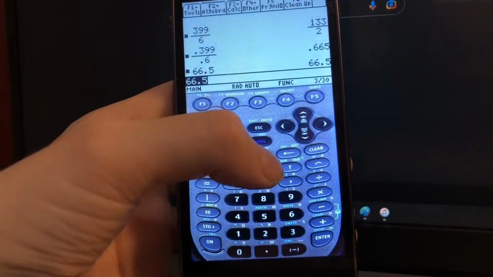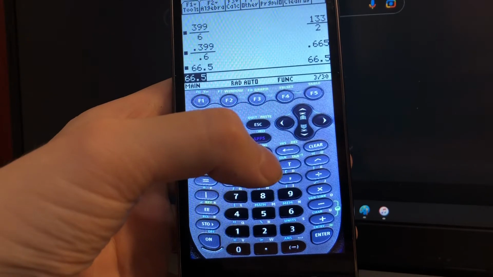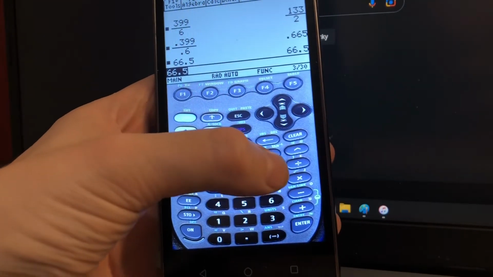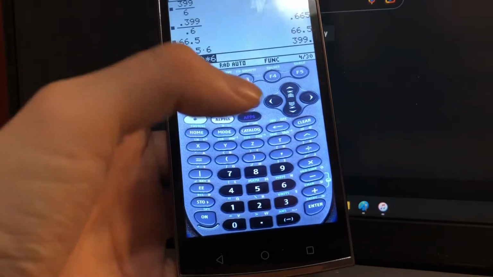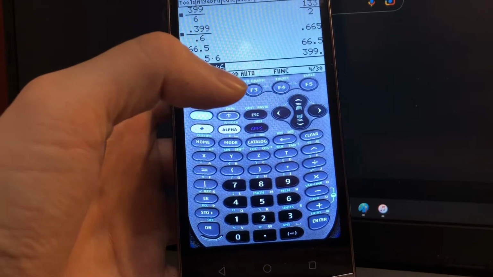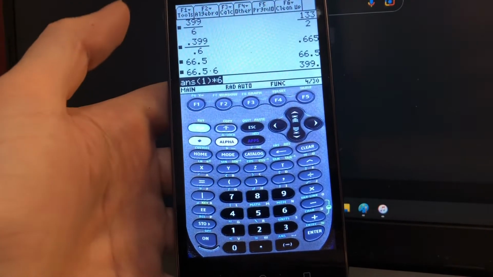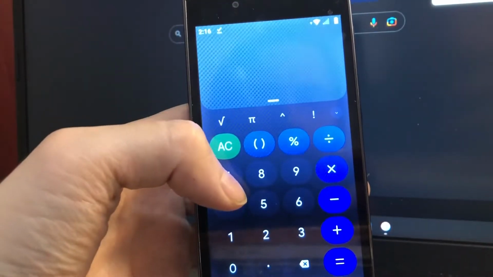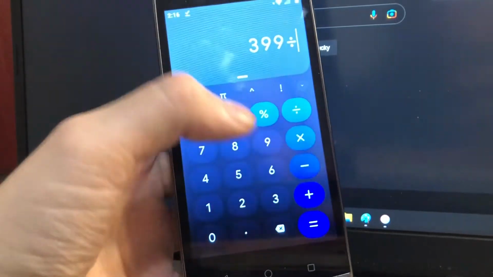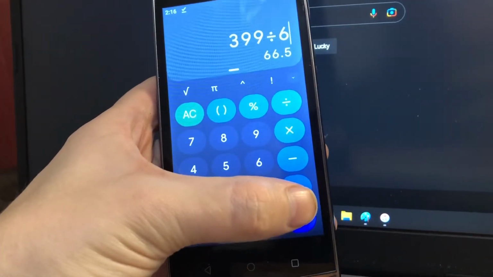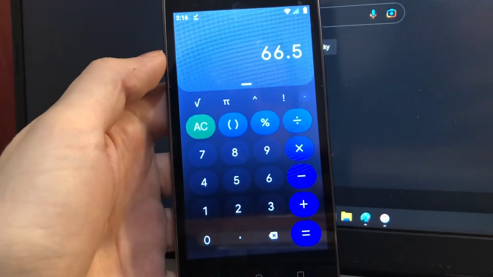66.5. Now to check your work, you multiply the answer by the denominator. So it's 66.5 times 6. Equals 399, the original numerator. Let me just check my work on a different calculator. That's 399 divided by 6, 66.5. There you go.